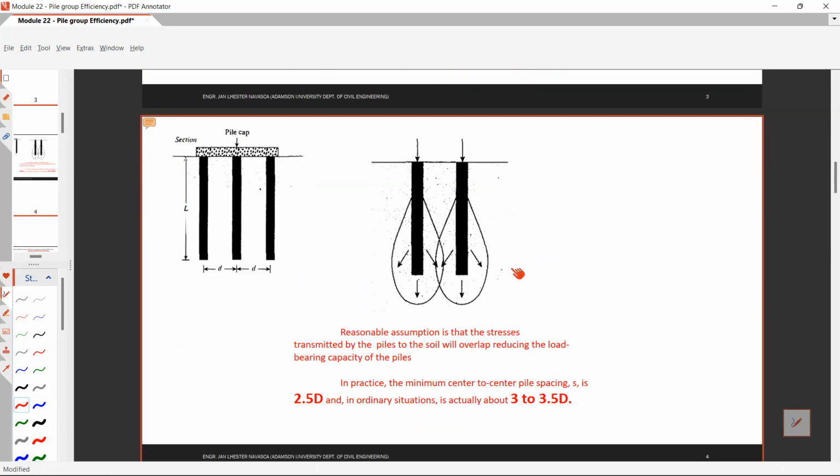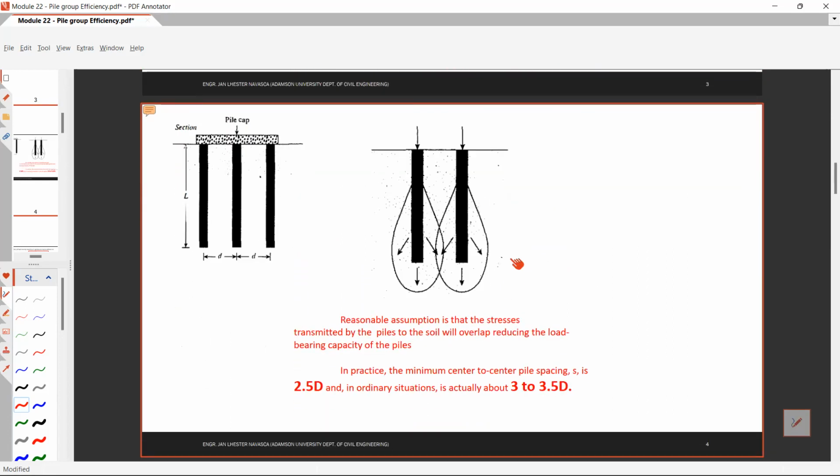Okay? So in this section, okay, we have your pile cap, and let's say you have your piles. Okay, this one is your piles. We have a spacing D and a length of L. Okay, so when the load is applied, meron siyang load dun sa taas. Okay, then the reasonable assumption is that the stress transmitted by the piles to the soil will overlap, reducing the load bearing capacity of the piles.